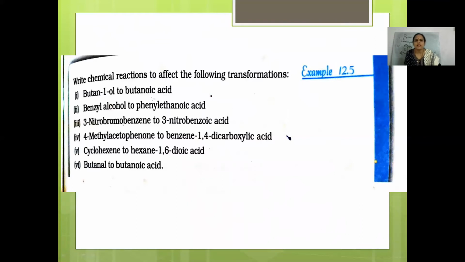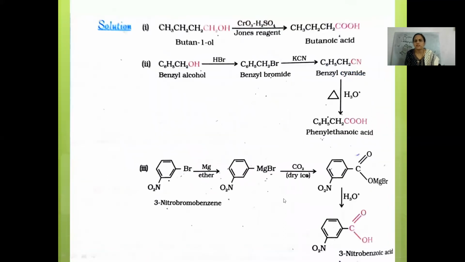Now look at this question. The question is, write chemical reactions to effect the following transformations. You need to write the chemical reactions. Butan-1-ol getting converted to butanoic acid. See how butan-1-ol gets converted to butanoic acid. Butan-1-ol is a primary alcohol. So this is treated with Jones reagent, CrO3 in presence of H2SO4, and it results in giving you butanoic acid, CH3CH2CH2COOH. CrO3 in presence of H2SO4 is called Jones reagent.